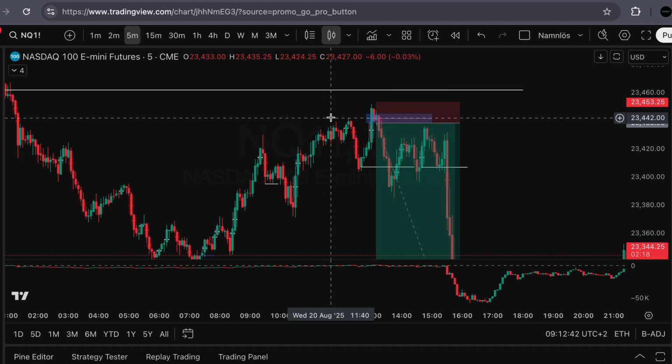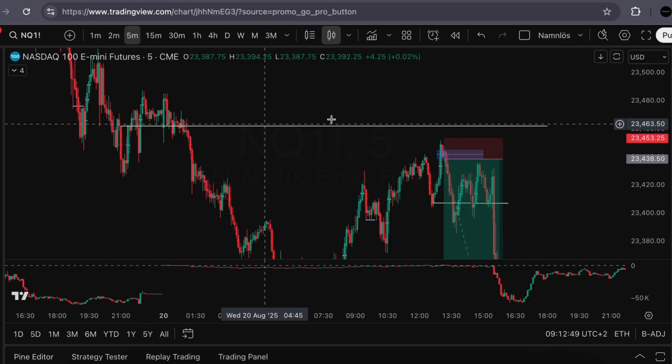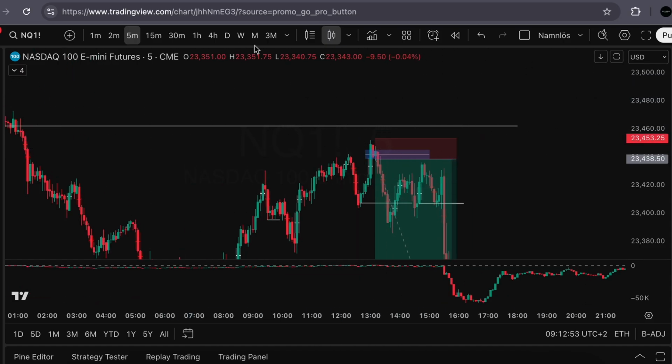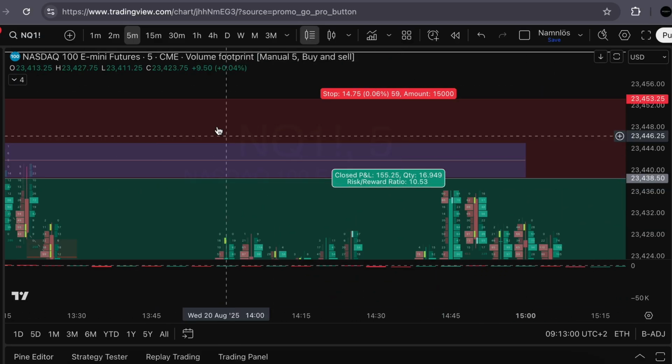So as soon as we swept the London highs and we actually came into our objective, this hourly order block, even though it was on ES, I started to look at weakness from the buyers. That's why the footprint chart comes in handy. And I'll show you what I was looking for here.